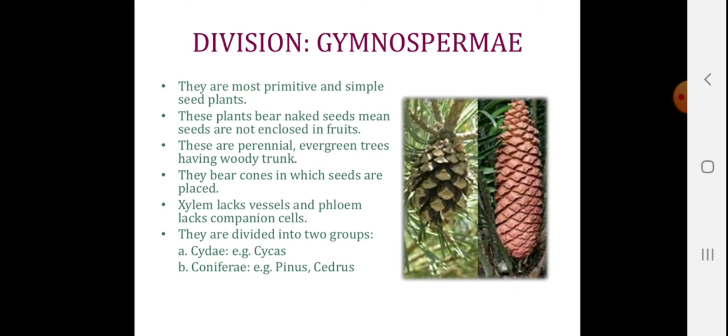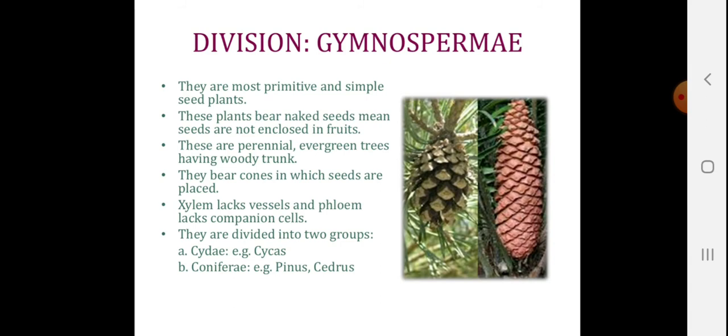They are the most primitive and simple seed plants. These plants bear naked seed, meaning seeds are not enclosed by the fruit, but you can see them outside. These are perennial evergreen trees having a woody trunk. They bear cones in which seeds are placed. Xylem lacks vessels and phloem lacks companion cells.